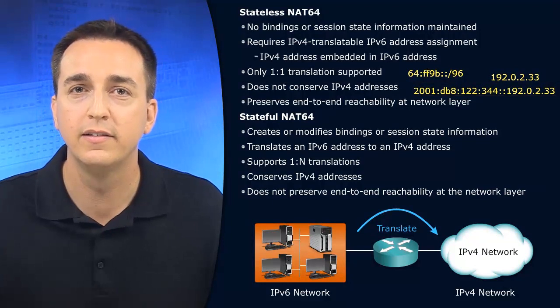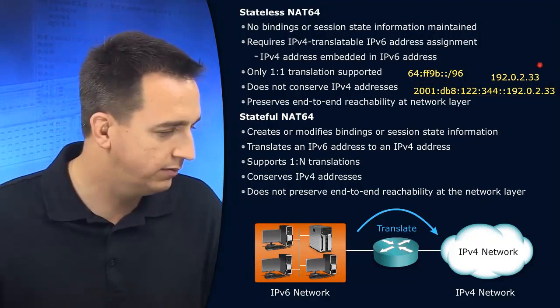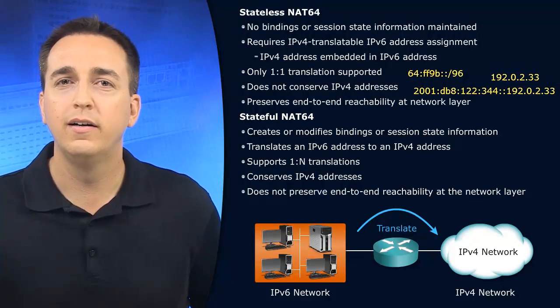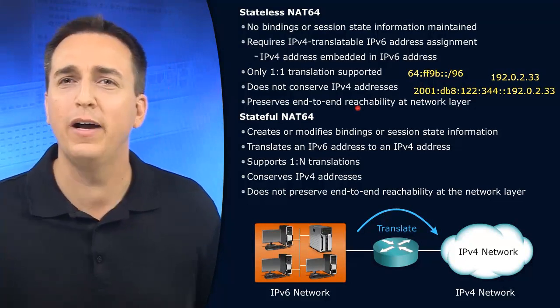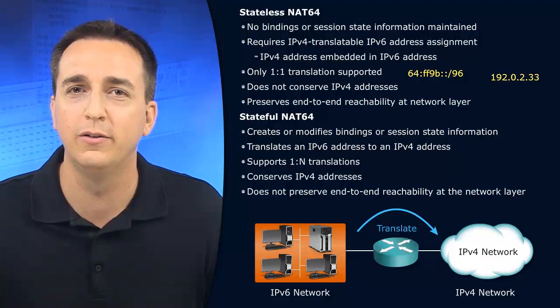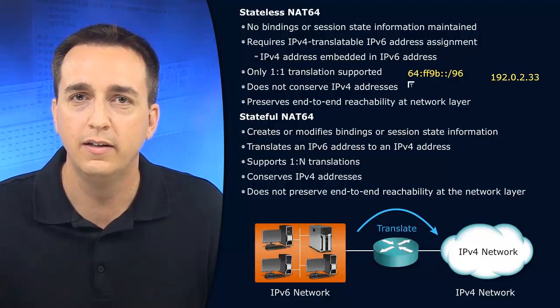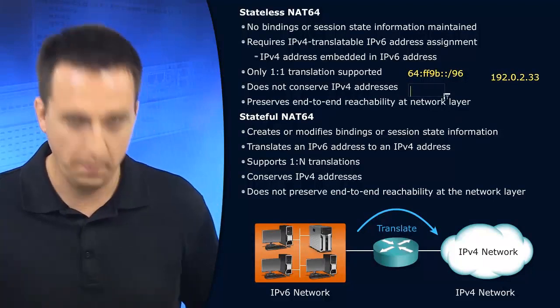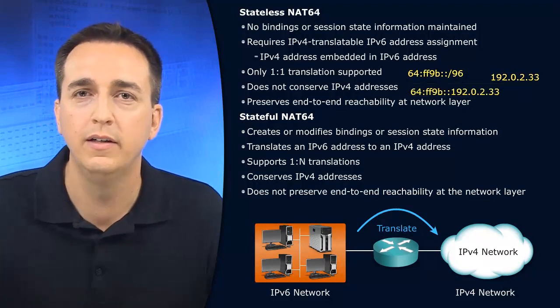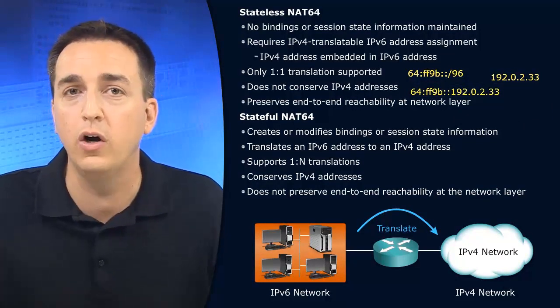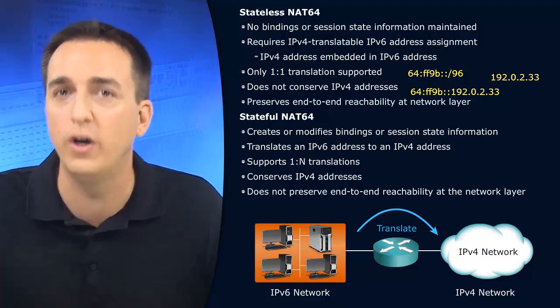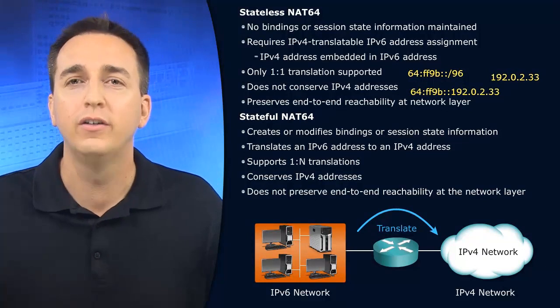It'd look like this. Oh, that's not it. Let me get the right one for you, folks. Copied and pasted the wrong one. There we go. That's the address right there. So 64:FF9B:: 192.0.2.33.